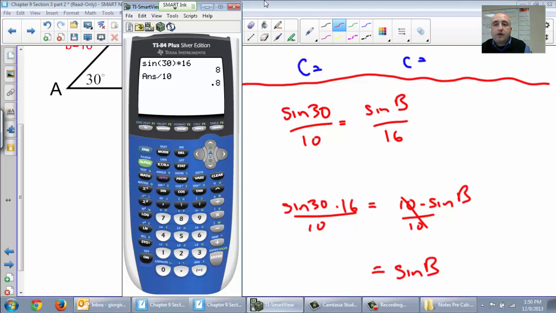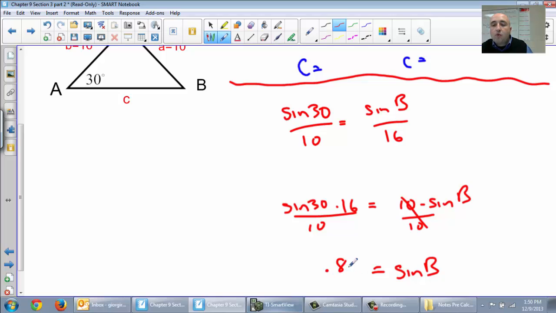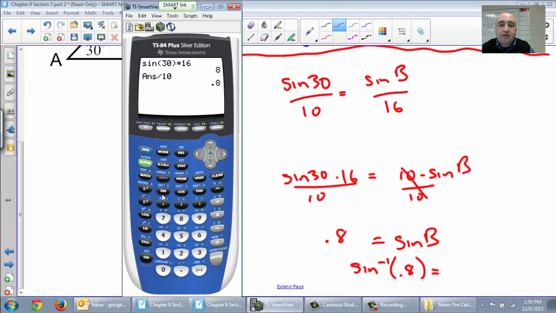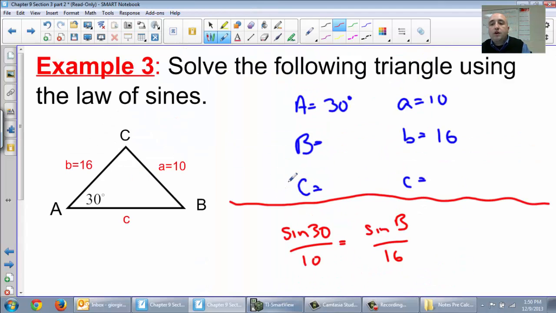And I get 0.8. Okay, so I'm going to go back here, 0.8. Once again, how do I find angles on the calculator? Second sine, 0.8. And that will give me my angle. So second sine, 0.8, enter. And I get 53.13. Let's just round to 1 decimal places, so 53 degrees.